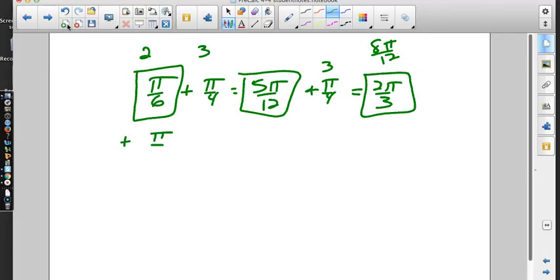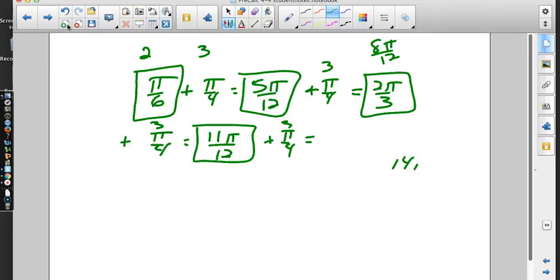And we're going to add another pi over 4. So with 3 and 4, we're going to be looking at 12 again. So we had 8 pi over 12 plus 3 pi over 12, 11 pi over 12. One more, or we look at that inequality piece. Pi over 4 is another 3 of them, and that's going to be 14 pi over 12, which will reduce by 2's. So now let's see if that was where we're supposed to end here.